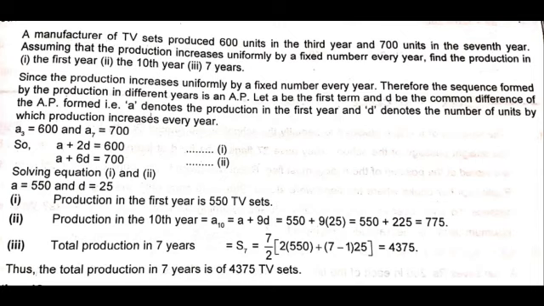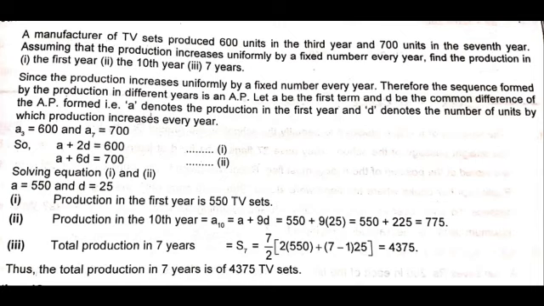Production in the 10th year, that is, we want to find the 10th term, A10 is equal to A plus 9D, which is equal to 550 plus 9 into 25, which gives 775. Now subtopic 3, total production in 7 years, that is the sum of the first 7 terms, is equal to 7 by 2, 2 into 550 plus (7 minus 1) into 25, which results in 4375. Thus the total production in 7 years is 4375 TV sets.